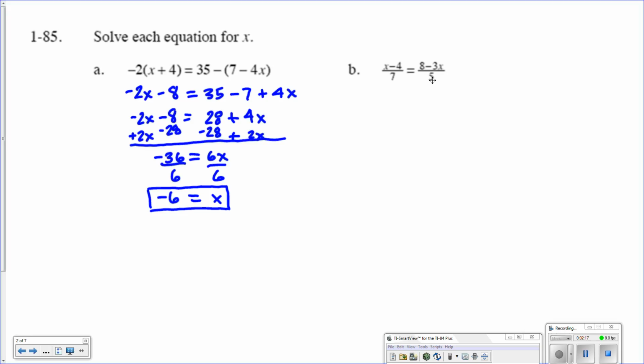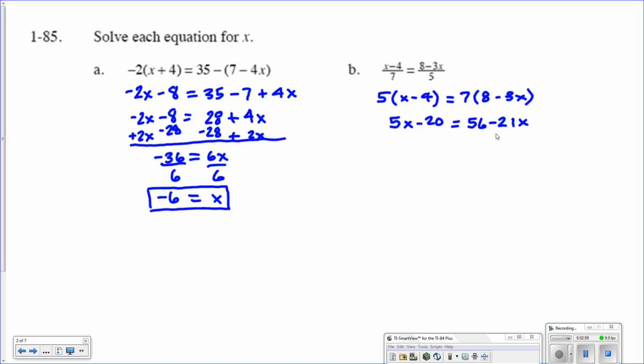So here we go. I'm going to do 5 times the quantity of x minus 4. And that should equal 7 times the quantity of 8 minus 3x. This would be getting the same thing as if I multiplied both sides by 35. Now, if I distribute my 5 through, I'm going to have 5x minus 20. Over here, 7 and 8 make 56. 7 and -3 make minus 21x.